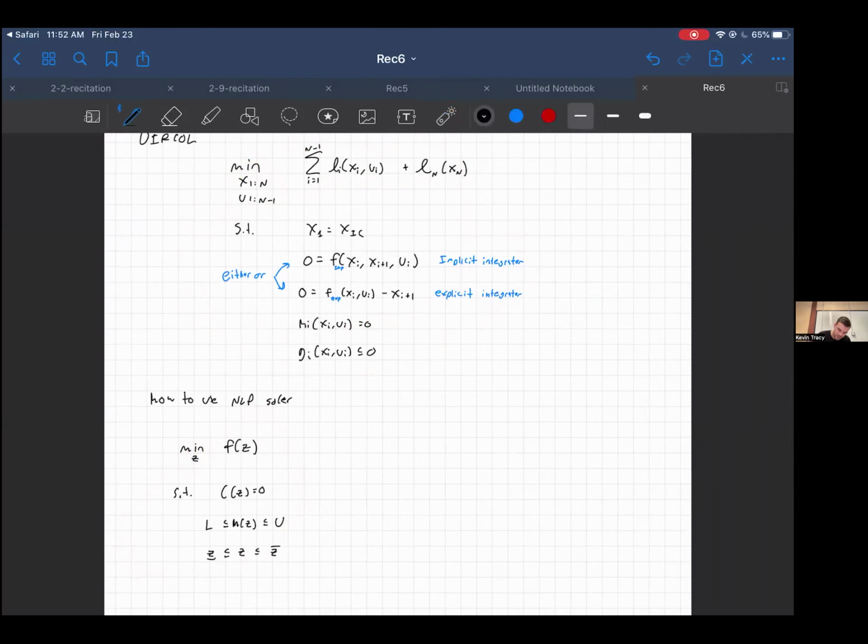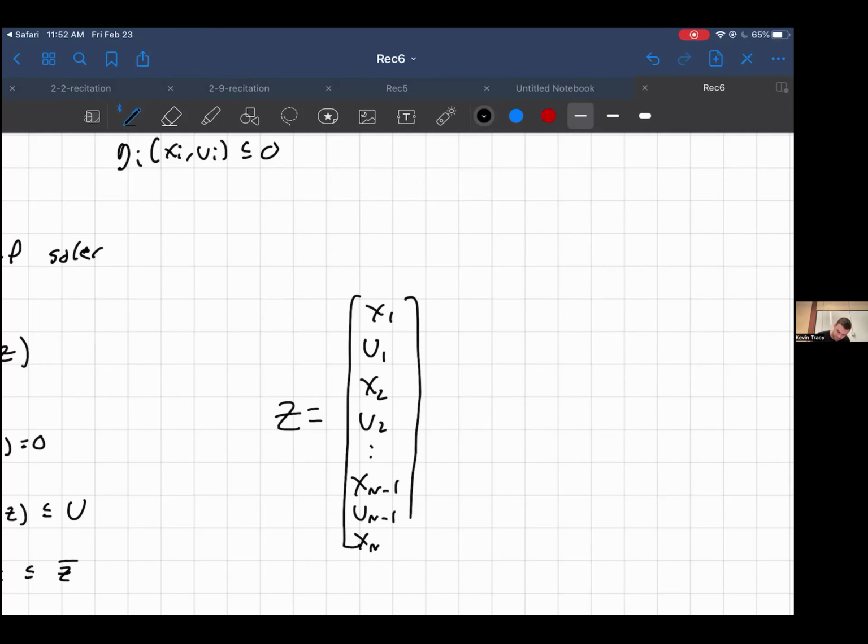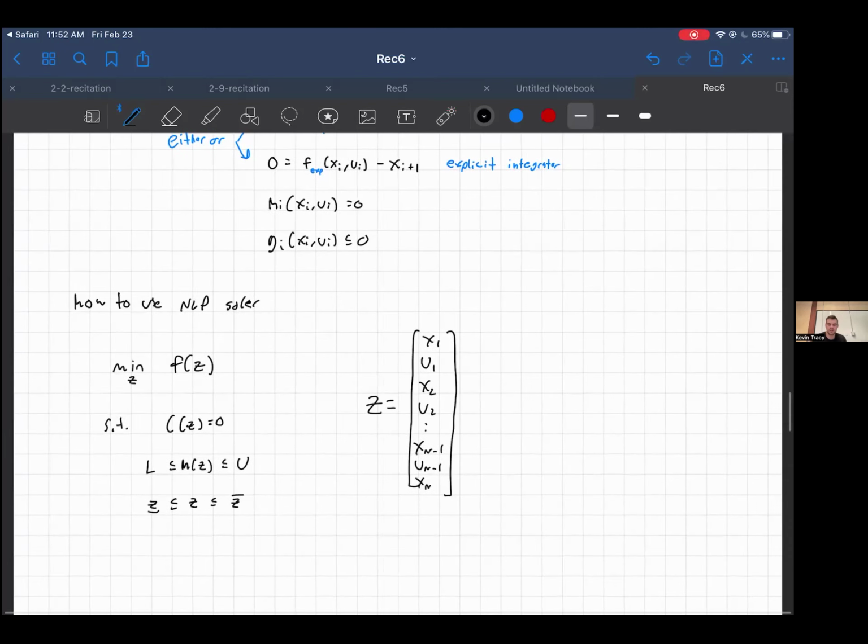The idea is that I solve for z, where I stack up all the variables I want to solve: X1, U1, X2, U2, up to Xn minus 1, Un minus 1, Xn. I stack up all the variables I care about, and I give you some indexing helpers, so if I give you a z, you can easily take out what the x's and u's are. With this definition, we can then put it into a problem like this.